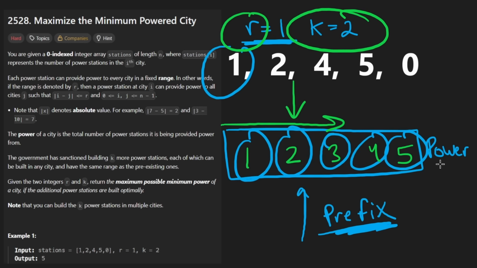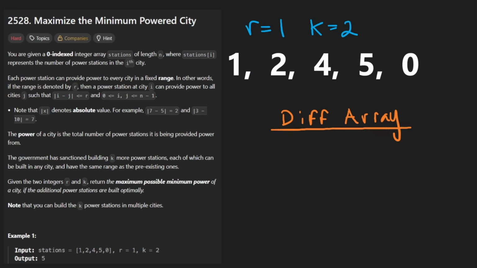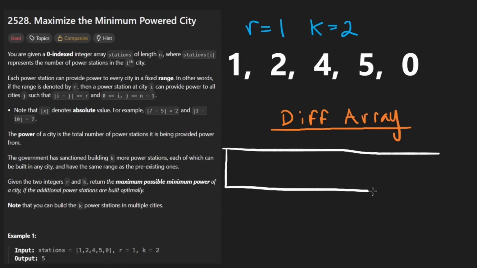So instead of maintaining the actual power values, what we're going to use is this technique called a difference array. And the concept is actually really simple. I'd say that this concept itself is like a Leetcode easy once you understand it. Consider we have an array, and rather than tracking the actual power values, we track the delta.